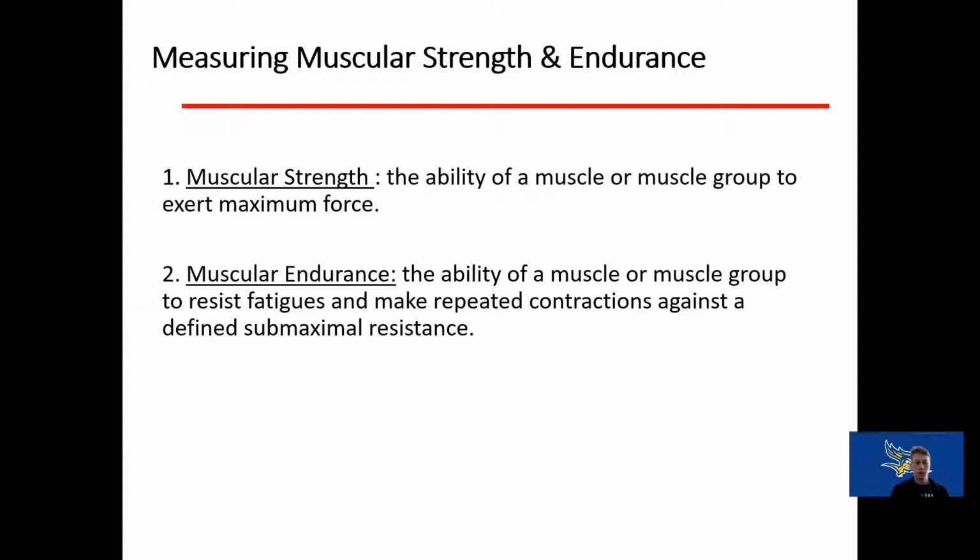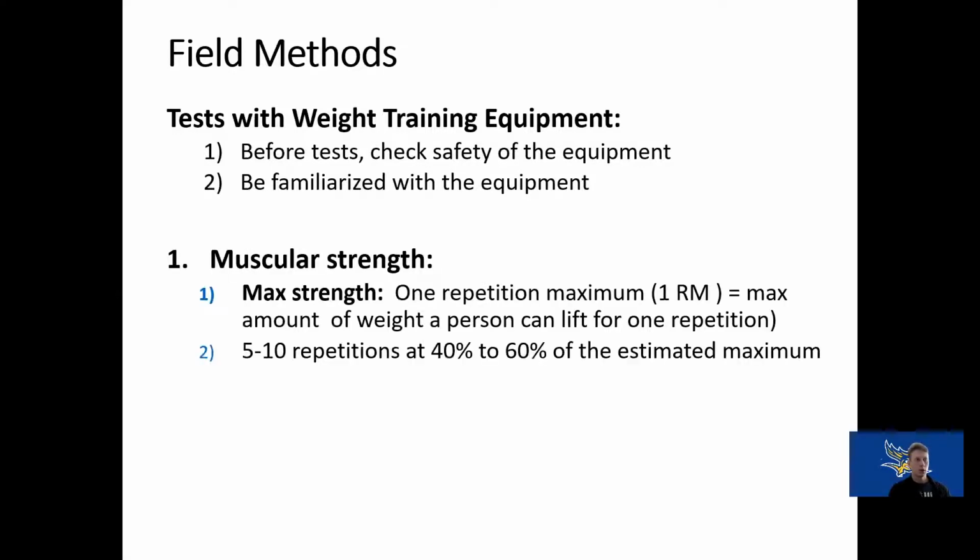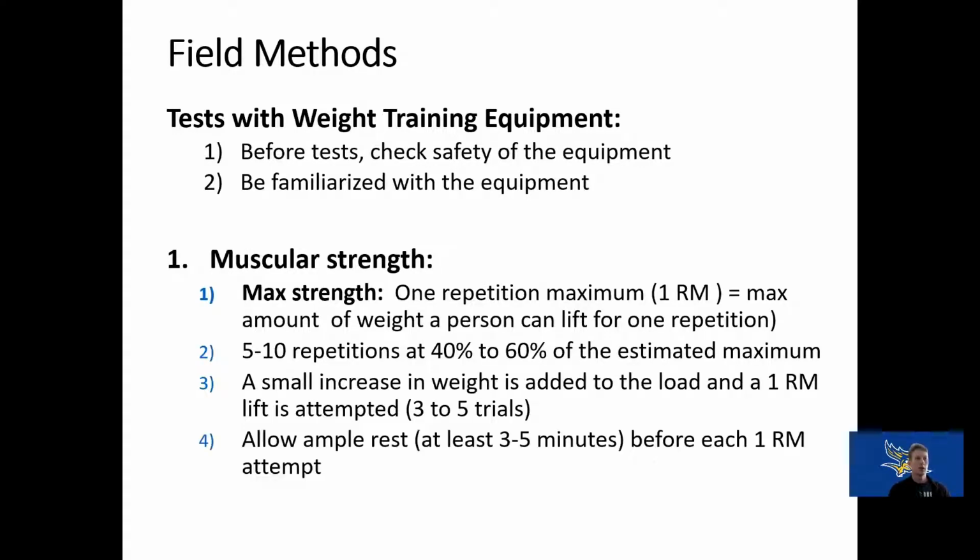submaximal resistance. Okay, so we have some field measurements, so we can use resistance-based measurements, so tests using it against a resistance to test for muscular strength. So maximal strength can be assessed in 1 to 5 repetition maximums, in some cases up to 10, depending on the familiarization of the person that is being measured.